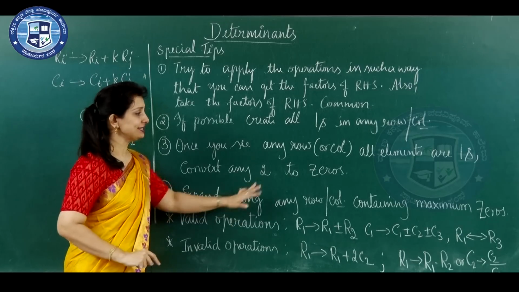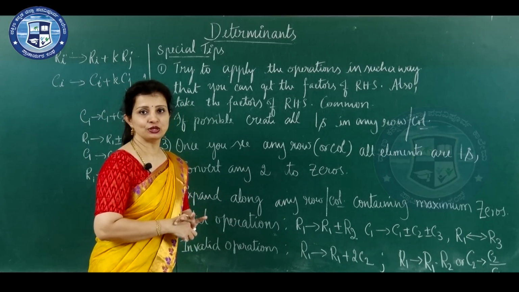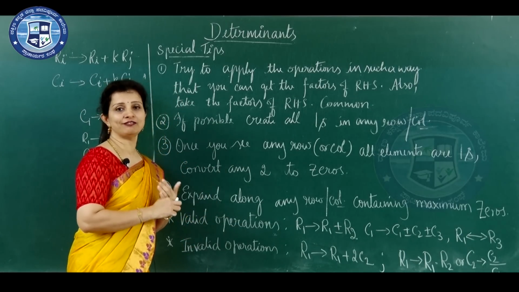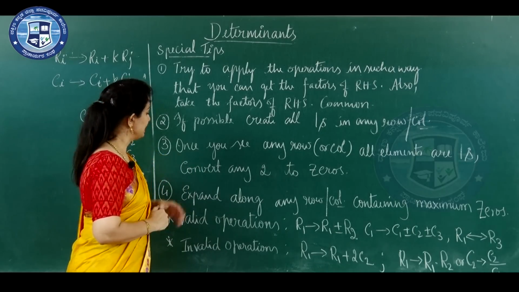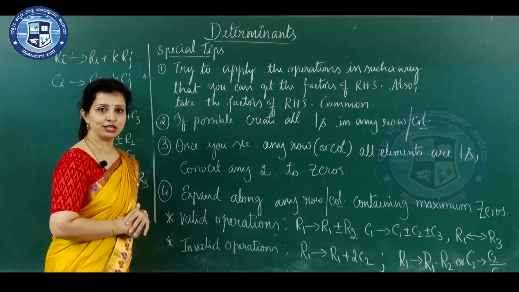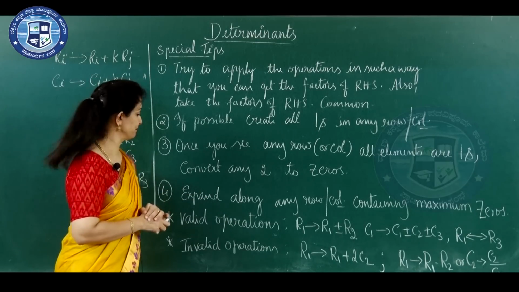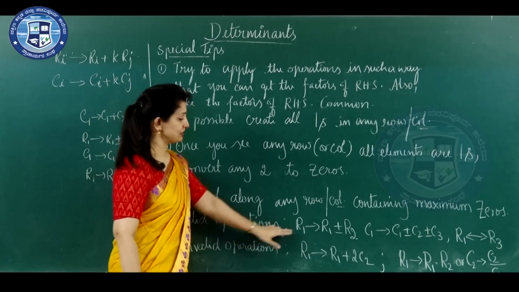So, when you expand it, you will get the RHS. So, that is how we can prove the given equation with determinants using the properties. These are the 4 tips we can use to solve the sums. And which are the valid operations?